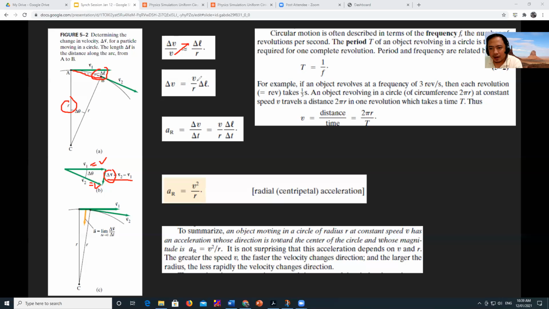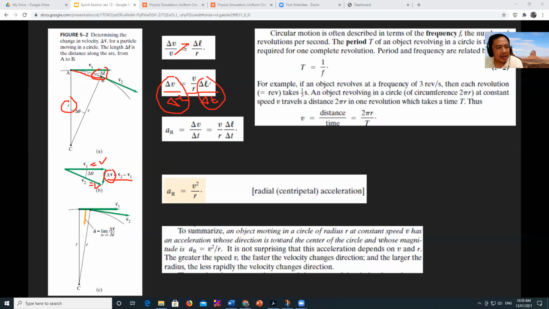Okay? And we all know that since we are dealing with change in velocity, you can divide both sides by delta t. So if you divide both sides by delta t, the whole thing will become acceleration, right? Change in velocity over delta t is acceleration. And take note, there is now a V delta L over R delta t. So if you arrange that one, it will be V over R times delta L over delta t.